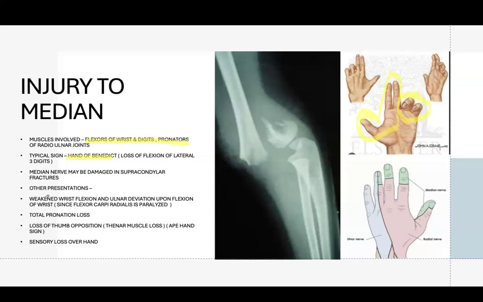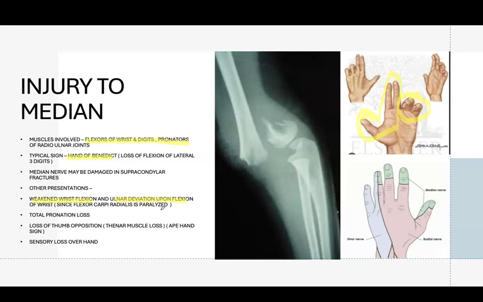Some other presentations would be weakened wrist flexion, because obviously the flexors of the wrist are affected, and ulnar deviation upon flexion. So what does that mean? It means that if a person has a median nerve injury and they try to flex their wrist, the wrist would flex towards the ulnar direction, which means it would flex medially.